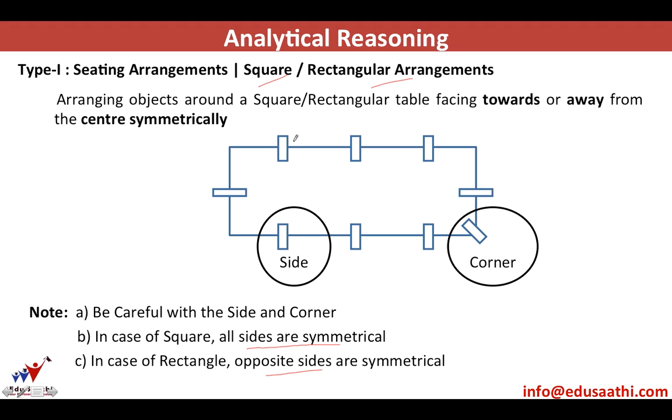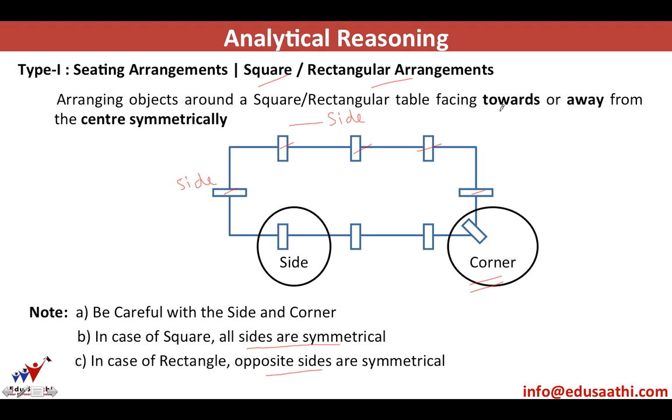There could be three people, like in this diagram, sitting around the longer side and one person sitting around the shorter edge. And these are called the sides. This is a side, this is a side, this is a side. A person sitting on a corner will look over here. This is a corner. These are the things that you need to see.